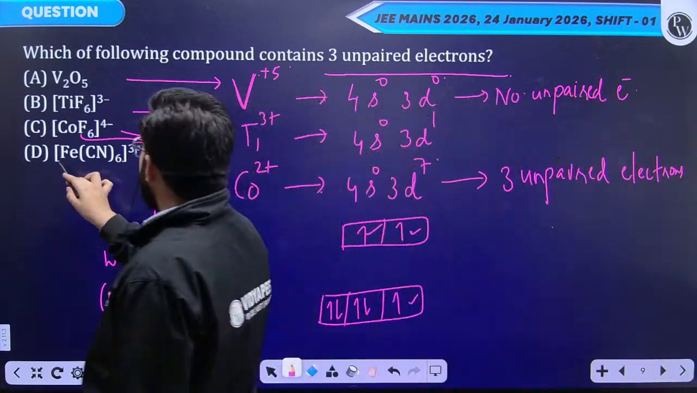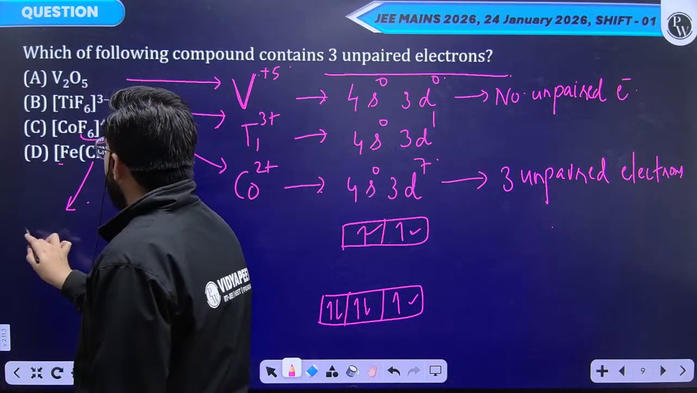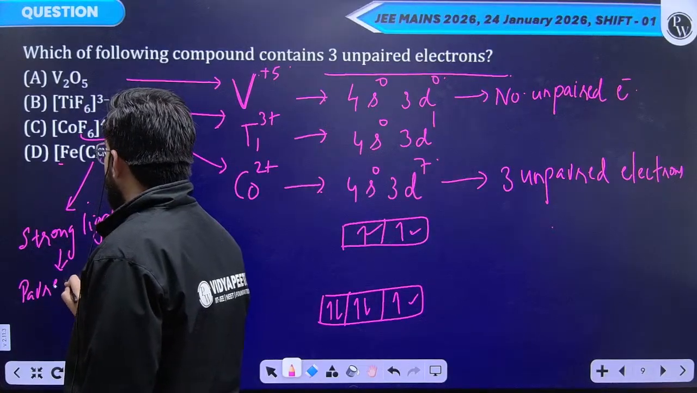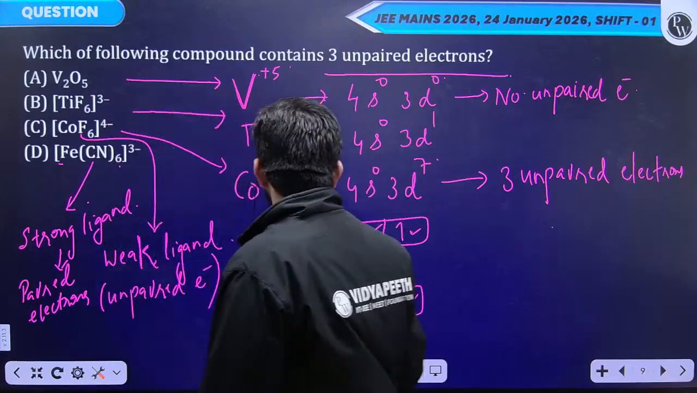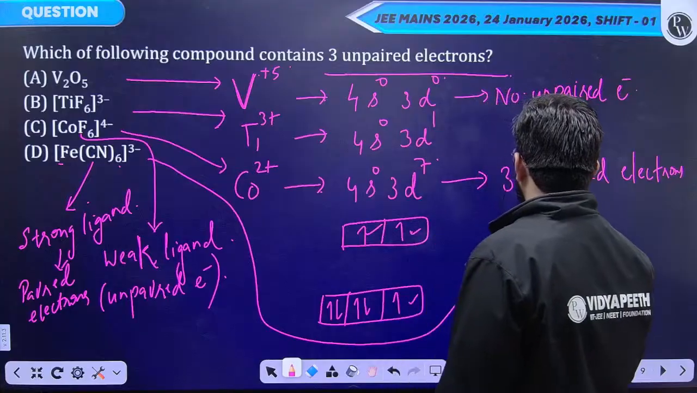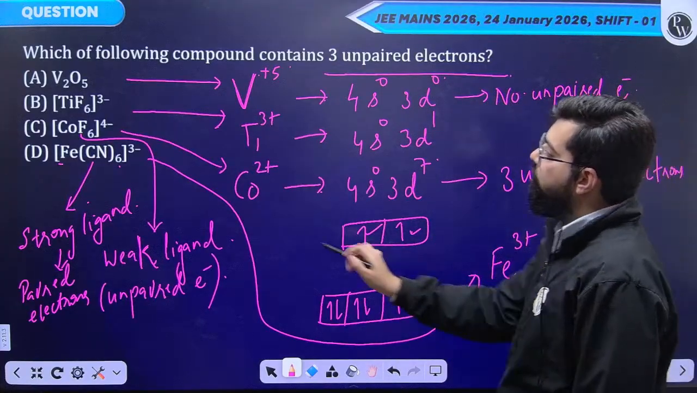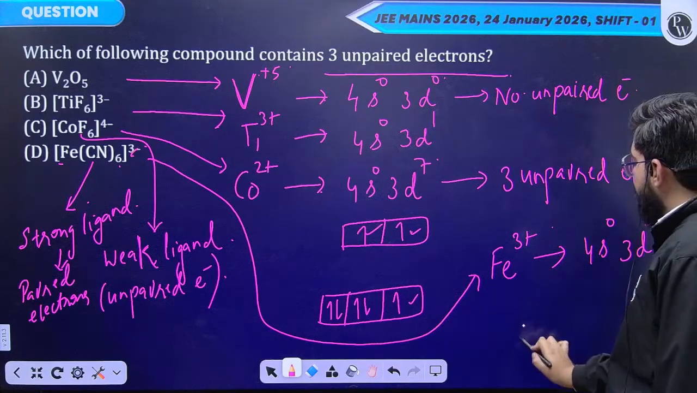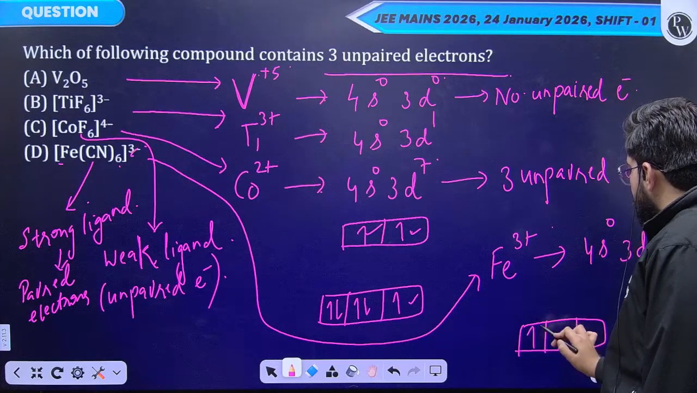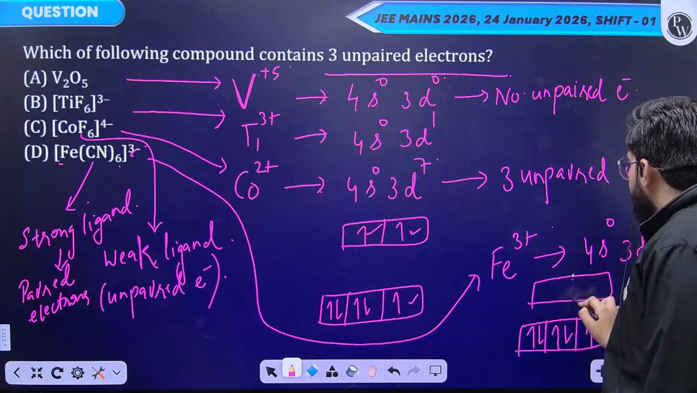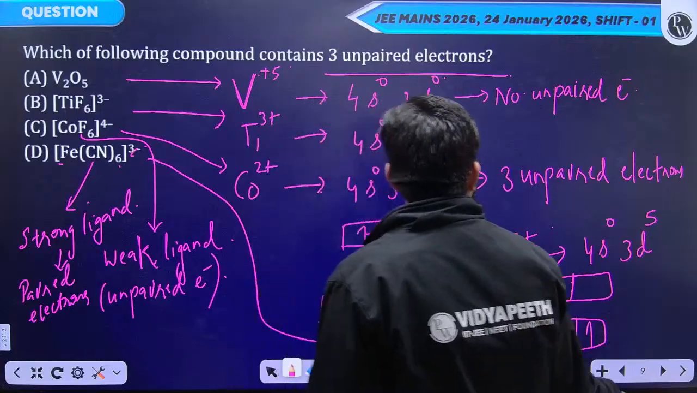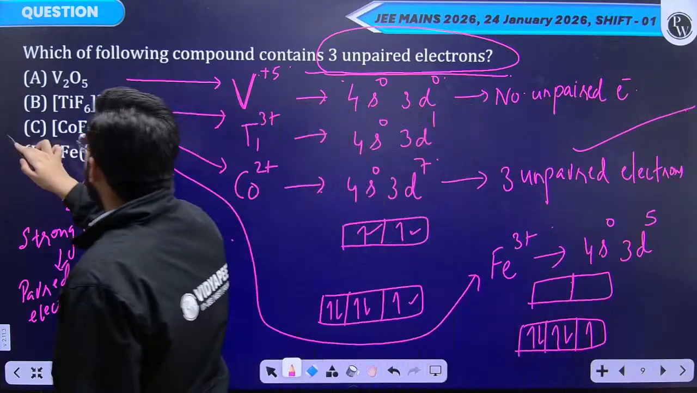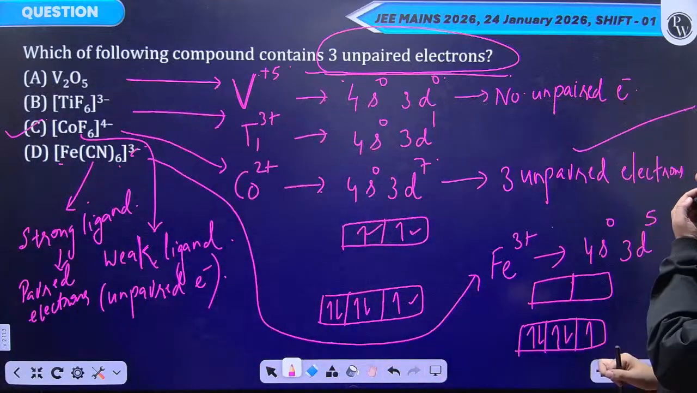Now when we talk about Fe(CN)6, right, cyanide, this one is a strong ligand. So if a strong ligand is there, then definitely paired electrons are there. So it will become Fe3 plus, then 4s0 3d5. That means it will be like this. This p orbital part will be empty. Here only one unpaired electron is there. But we want how many? Three unpaired electrons, and these three unpaired electrons we are finding in option C, CoF6 4 negative. Here, this is the next question.